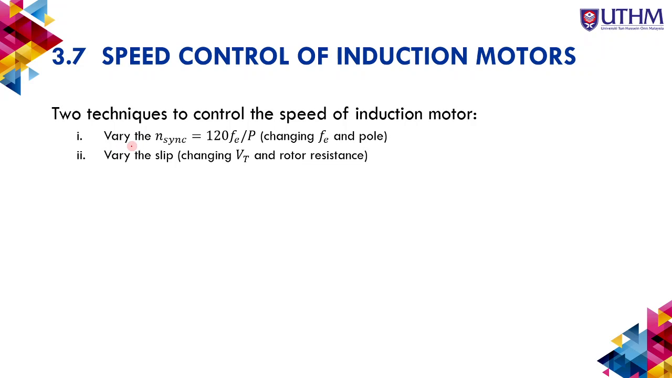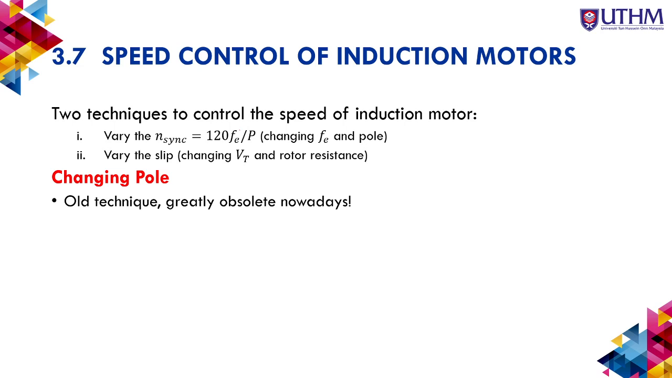Okay, so there are two techniques to control the speed of an induction motor. The first one is to vary the N-sync. As we know, N-sync is equal to 120 Fe over the number of poles. So by changing the Fe, for example if we want to increase the speed, we can increase the frequency, or we can reduce the number of poles. Besides, the second one is to vary the slip, by changing the voltage and also the rotor resistance.